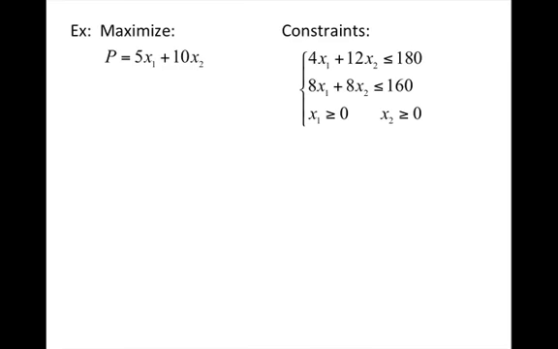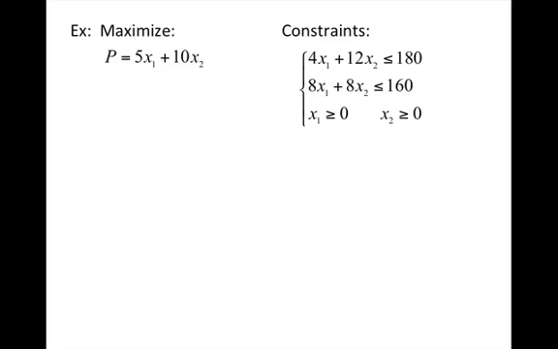Now let's look at the next problem. I want to maximize p equals 5x sub 1 plus 10x sub 2. And my constraints are 4x sub 1 plus 12x sub 2 is less than or equal to 180, 8x sub 1 plus 8x sub 2 is less than or equal to 160, and then I have x sub 1 and x sub 2 are both greater than or equal to 0.